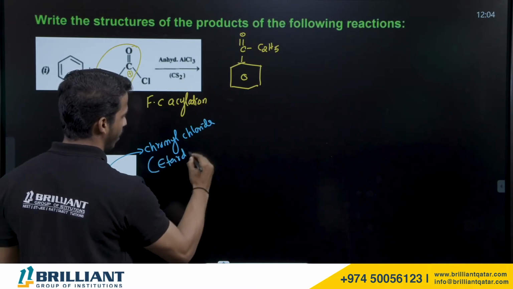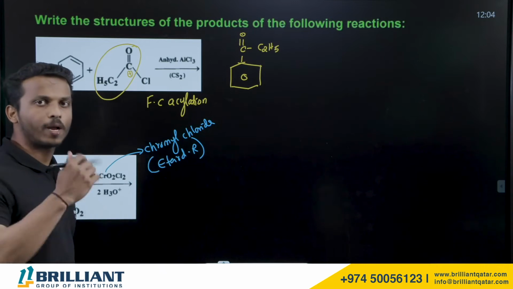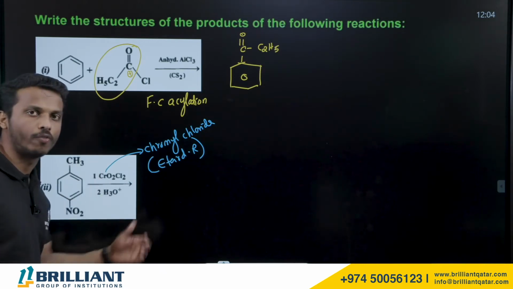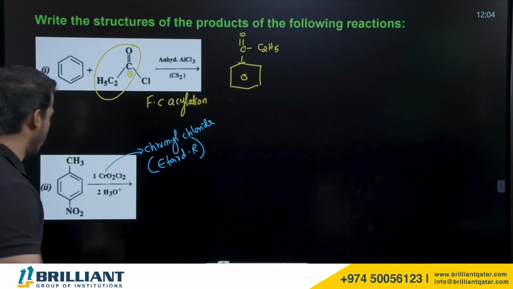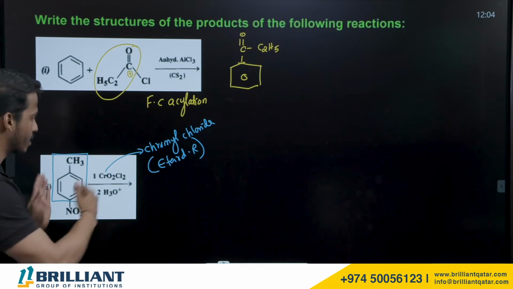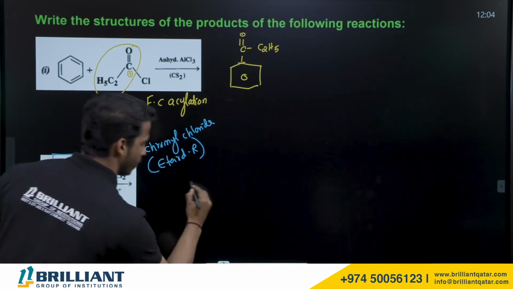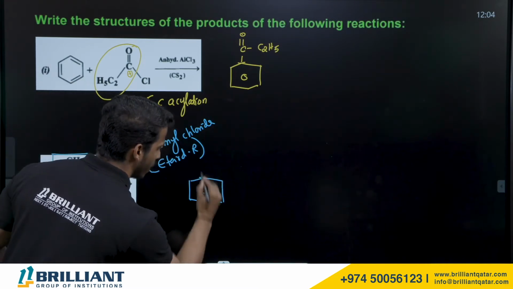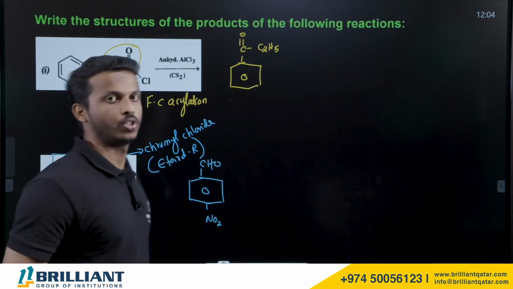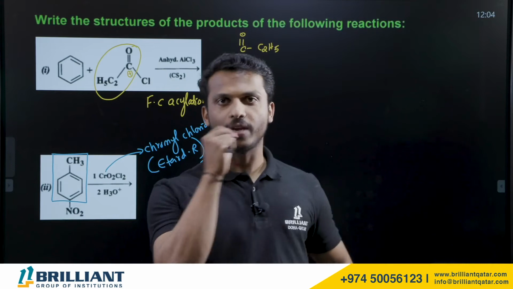That's called the Etard reaction. What is the purpose of the Etard reaction you studied before? It is the process of conversion of toluene to benzaldehyde. Which is the toluene part? Benzene with the CH3 is called toluene. It is converted to benzaldehyde. What is benzaldehyde? Benzene with CHO. The nitro group will be there without any change. So study the purpose of each and every reagent.